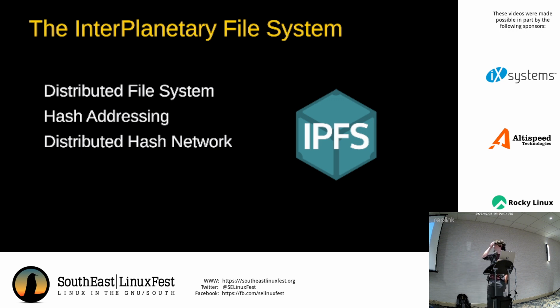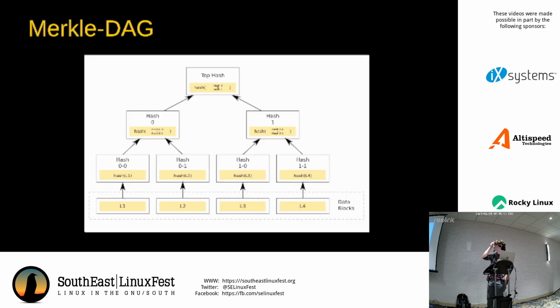IPFS is a distributed file system. It uses hash addressing, and it's a distributed hash network. So the theory behind it: IPFS is a protocol, and behind the protocol is the Merkle DAG, the directed acyclic graph. If I'm taking a piece of content, which is really just a bunch of ones and zeros, I'm putting it into an algorithm that translates it into a hash. And importantly, all of the hashes produced using that algorithm are consistent. They're the same length. They all kind of look similar. And if that piece of content changes even just a little bit, if it's off by one bit, it changes the hash address completely, right?